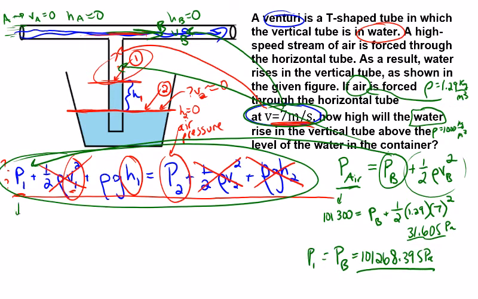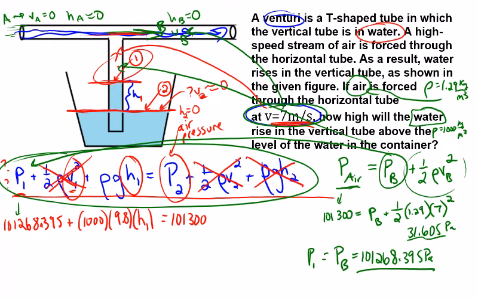So I have this value. So I'm going to switch this back to red. So this is my 101,268.395. This part was 0 because the water is not moving above, but I do have this part. This row is different, so this is the 1,000. This is 9.8, and then H1 is what I'm trying to find. Over here, I've got P2. P2 is air pressure, 101,300, and then we don't have anything else. And so I'm going to try to find what H1 is.